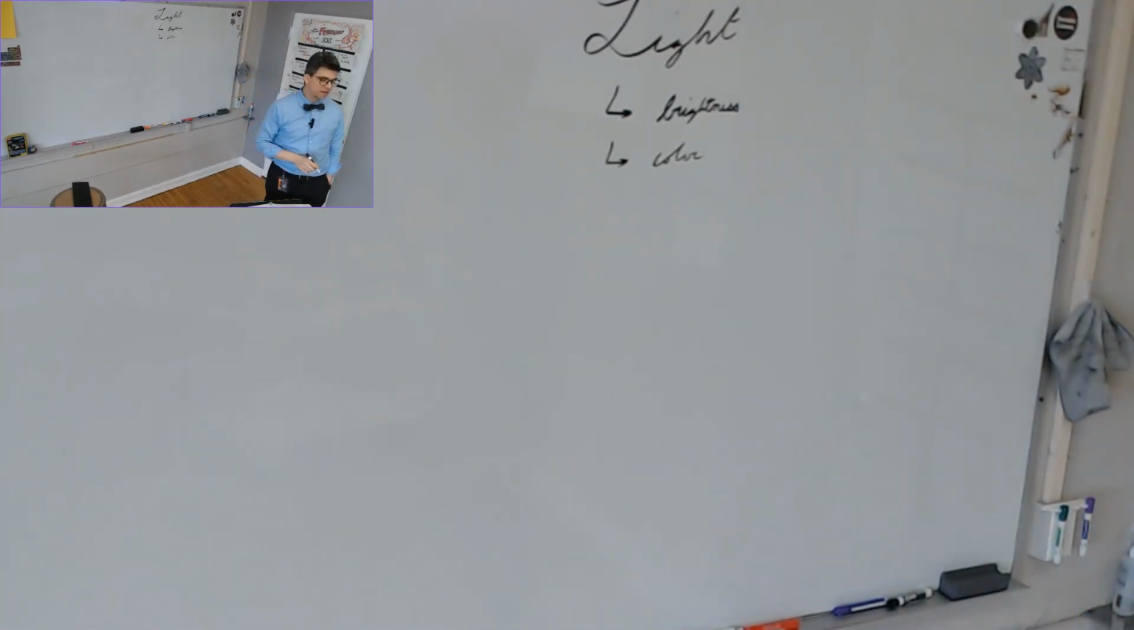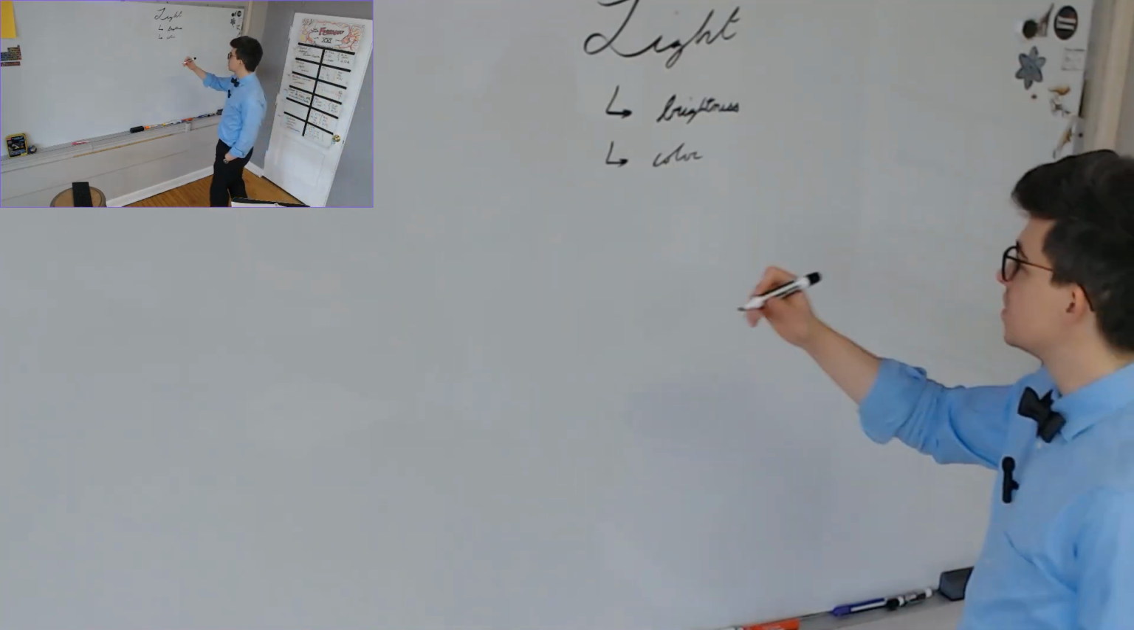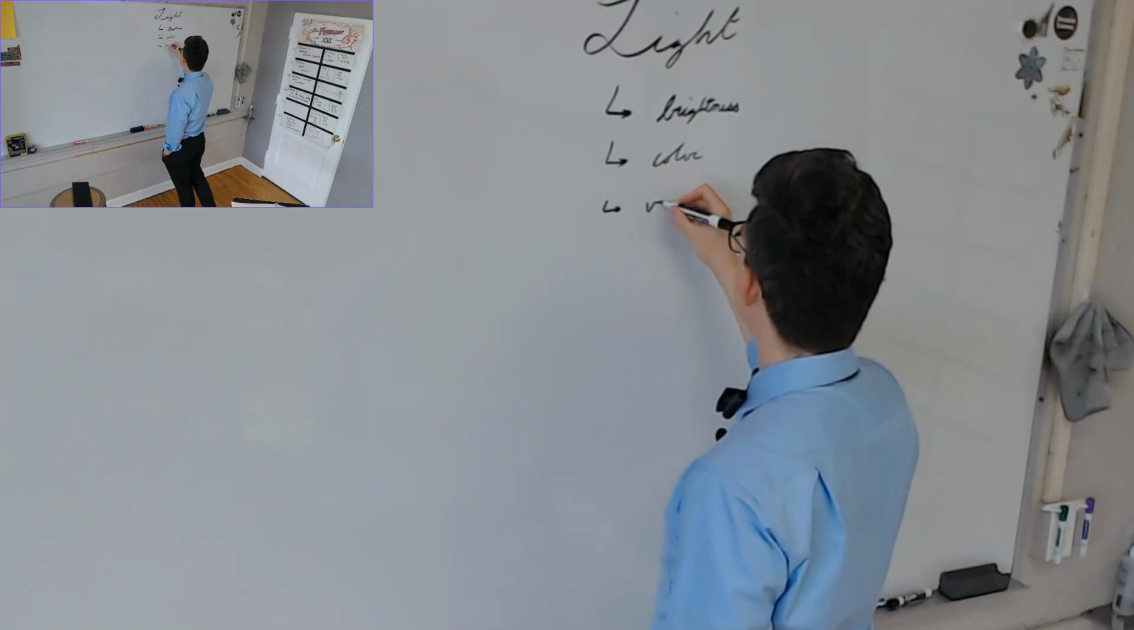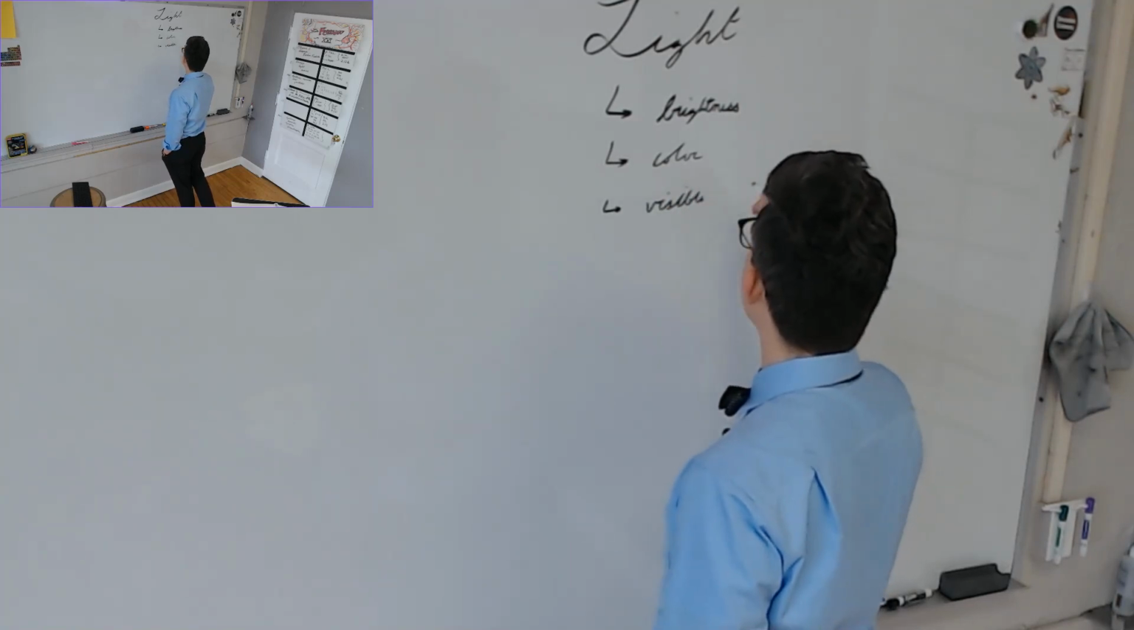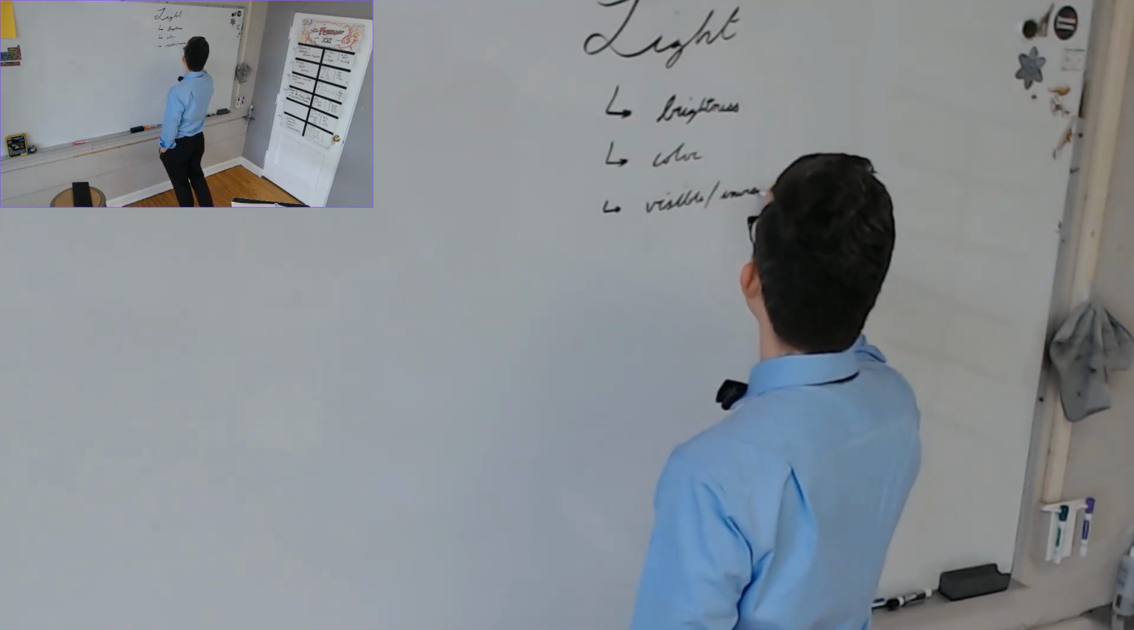Are there kinds of light that are not visible? What would we call those kinds of light? Okay, that's one of them. Yeah. Invisible light. Visible and invisible.